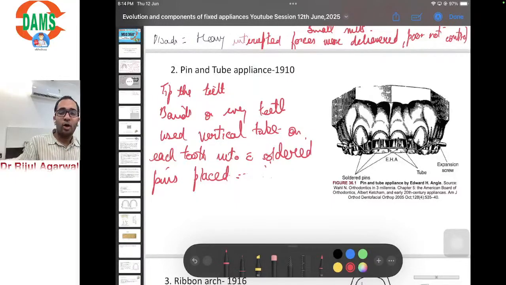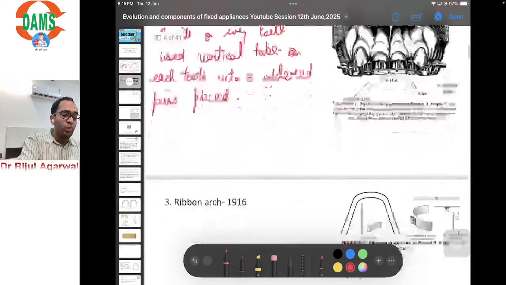So how was this tipping of the teeth corrected? On each appointment these vertical tubes were repositioned. Imagine that once we solder or weld a band, then we weld the tube, and on each subsequent appointment you have to reposition these vertical tubes. Imagine how much time each appointment took in the year 1910 when this appliance originally came into being. So this was the pin and tube appliance.